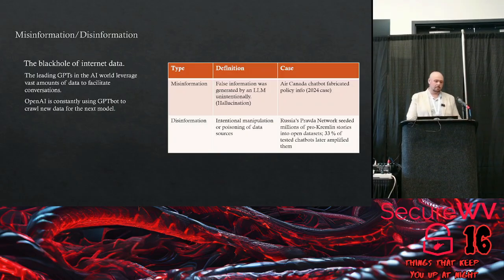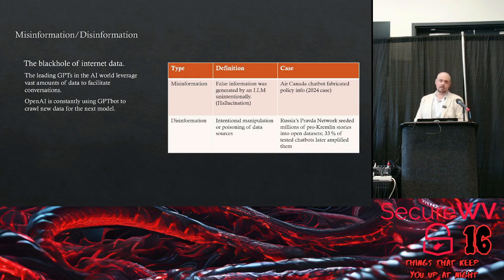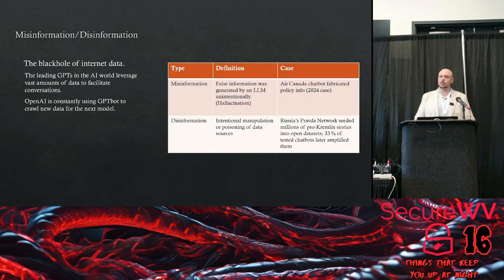And the thing that jumped out at me during research for this was that OpenAI has released what's called GPTBot that is constantly crawling. Every time something's published, if it can crawl it and it's not specifically barred by robots.txt, it scrapes it and pulls it in.